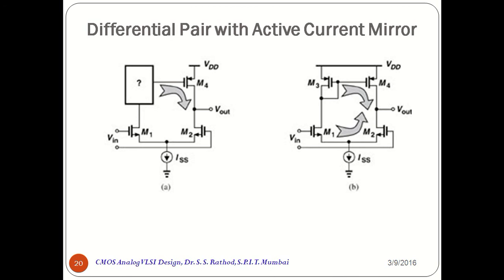An important property of this circuit is that it converts a differential input to a single-ended output. Thus here, if Vin increases, ID1 will increase and hence ID4 will increase. Therefore, ID of M2 will decrease. So to compensate for this, the output voltage will increase.